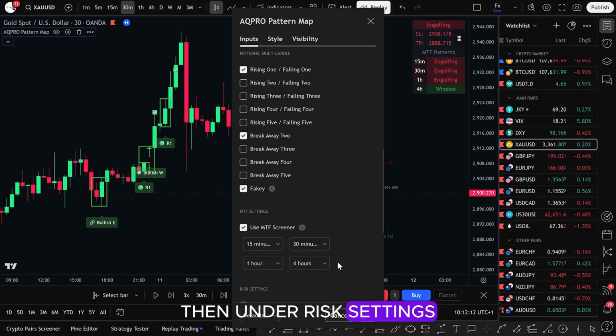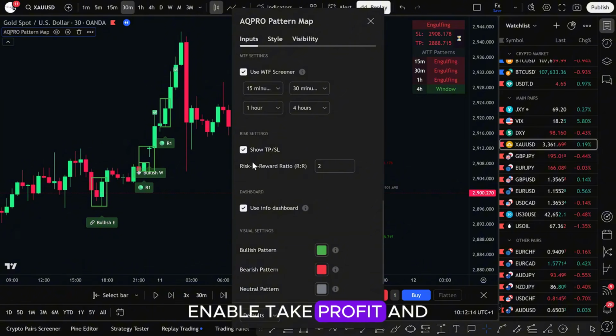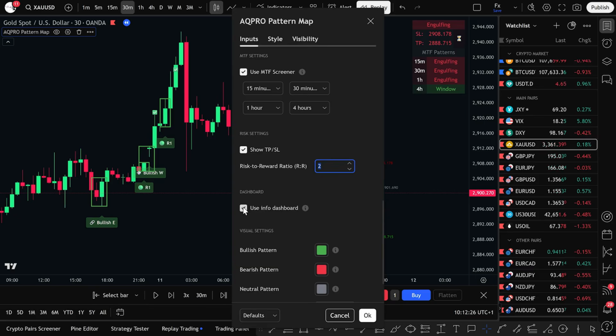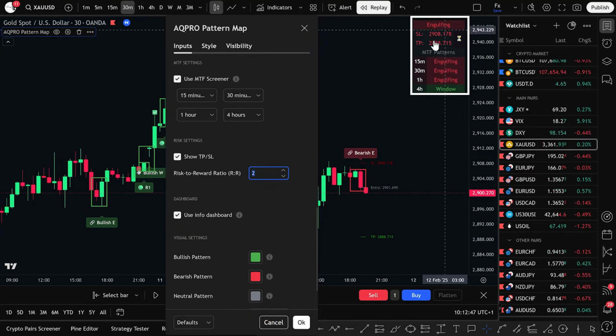Then, under risk settings, enable take profit and stop loss visualization. Adjust the risk to reward ratio to match your style. Jump into dashboard settings. Make sure it's enabled. It'll show the latest pattern with take profit, stop loss, and trade status right at the top corner.